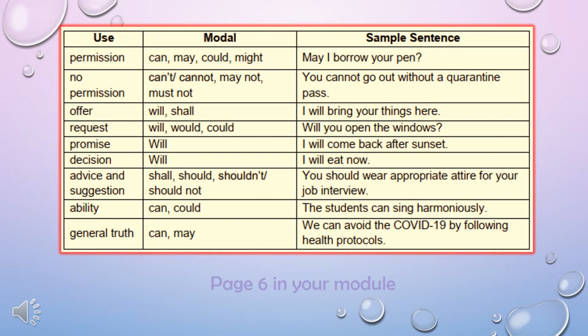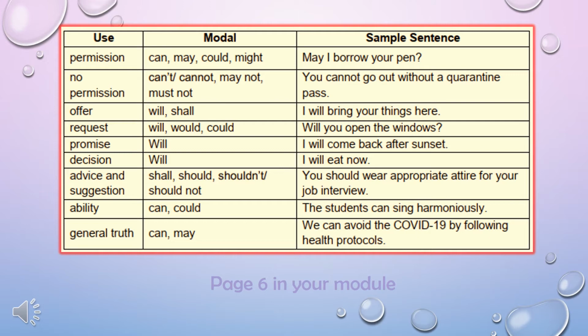Another modal, will, can be used to show promise. So in our sample sentence, I will come back after sunset. The modal will is used to promise to come back after sunset. Next, we have will to show decision. Sample sentence, I will eat now.